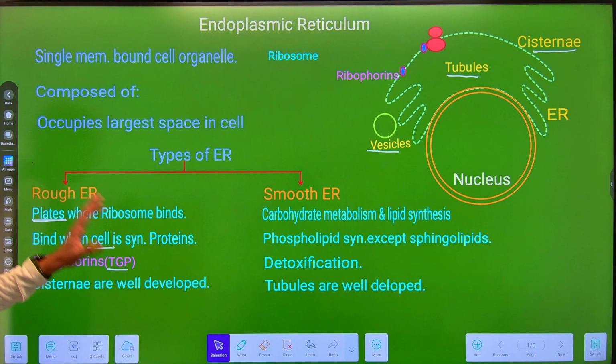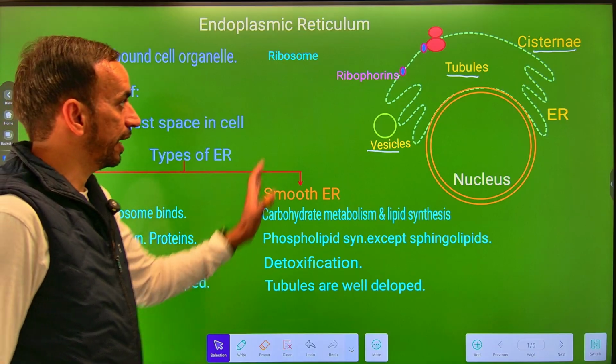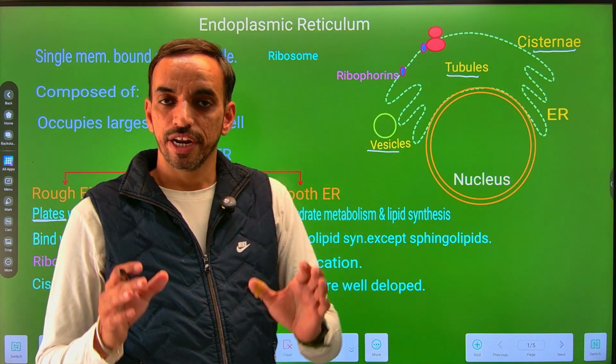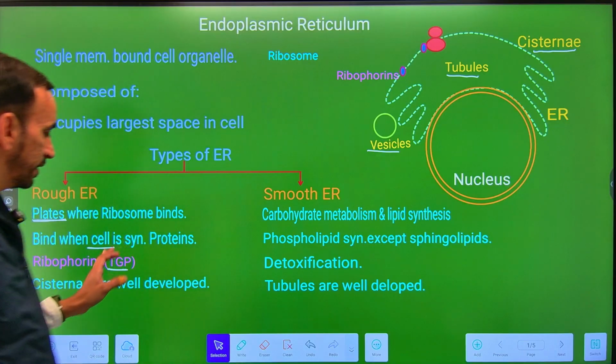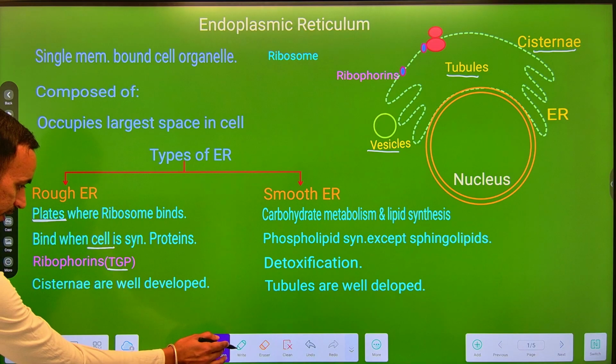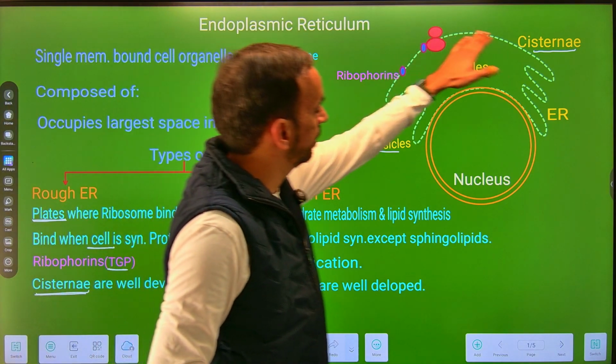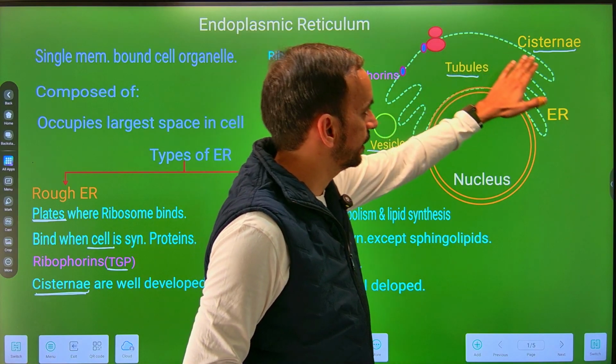So still, if the cell is not synthesizing protein, the rough endoplasmic reticulum is different from the smooth endoplasmic reticulum in having the proteins known as ribophorins, and these ribophorins are transmembrane glycoproteins. Now in the case of the rough endoplasmic reticulum, the cisternae are well developed. These flattened plates are called the cisternae.